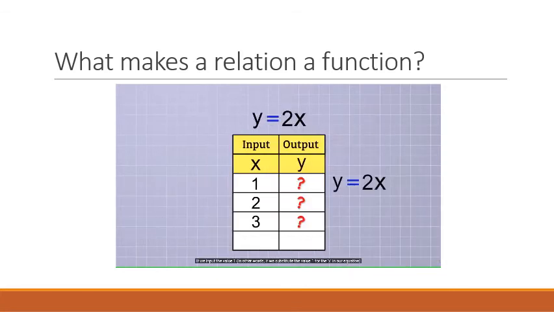If we input the value 1, in other words, if we substitute the value 1 for the x in our equation, then we get y equals 2 times 1, which simplifies to y equals 2. And since y is our output variable, we put a 2 in the output column. Next, if we input the value 2 into our function, we get y equals 2 times 2, which means y equals 4. So the output value is 4. And last, if we input the value 3 into our function, we get y equals 2 times 3, which means y equals 6. So the output value is 6.